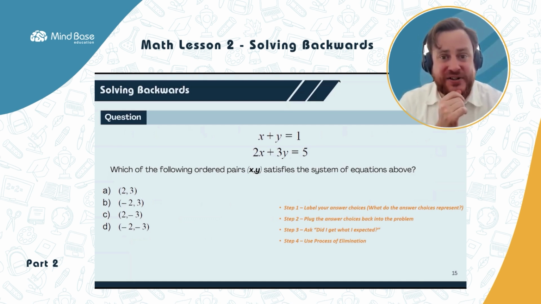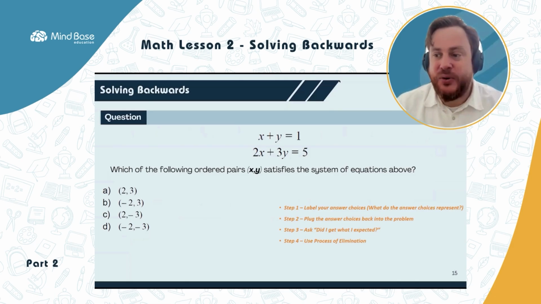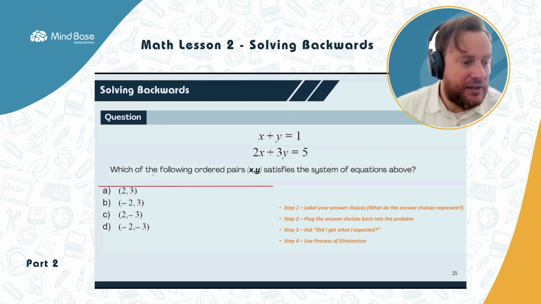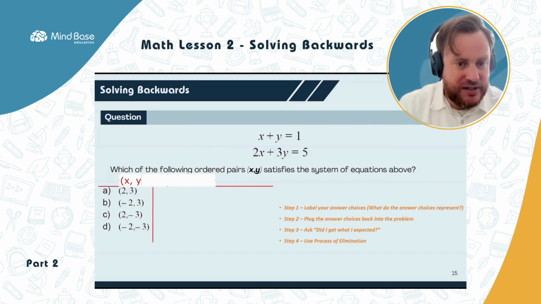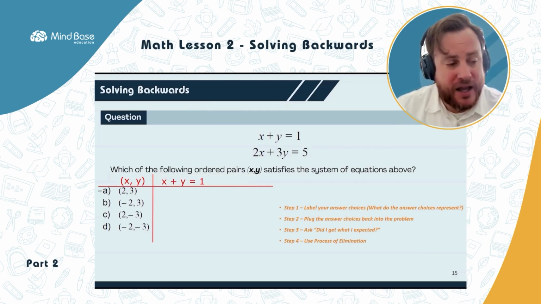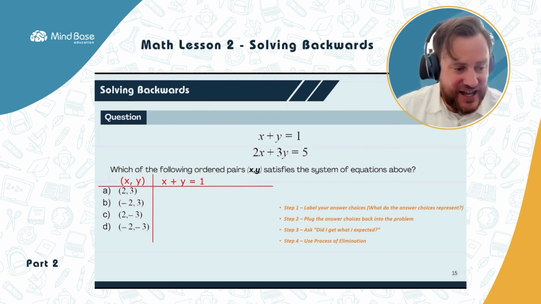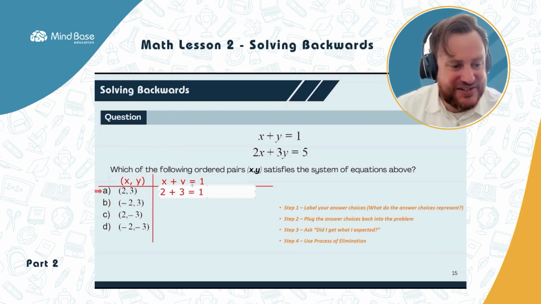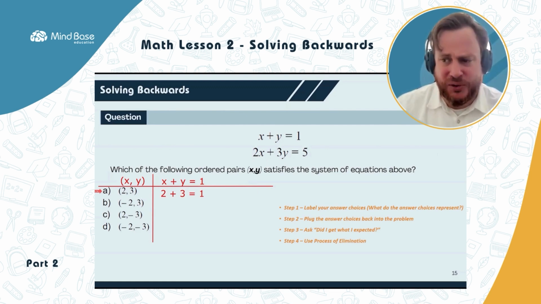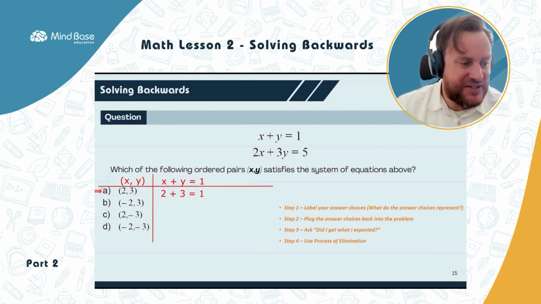Which of the following ordered pairs, x, y, satisfies the system of equations above? Let's label our answer choices. Our answer choices represent values of x and y. And let's take the first equation, x plus y equals 1, because check this out. Essentially, in answer choice A, I just have to add 2 and 3 together and ask, did I get 1? No, we get 5. 5 is not equal to 1, right? And that's why you can eliminate answer choice A.